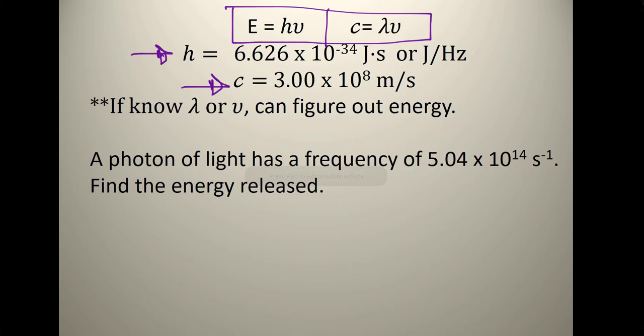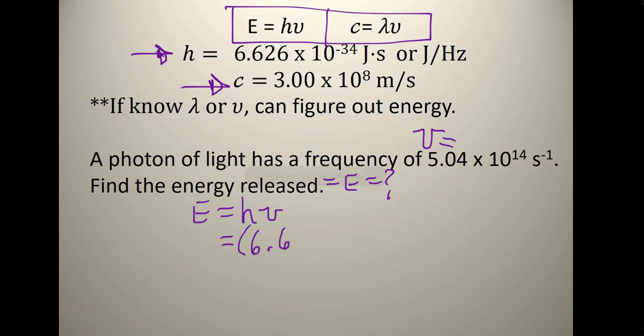A photon of light has a frequency of, so here's my frequency, and then it says find the energy released. So I need to figure out what the energy is. What equation has frequency and energy? Well, it's that first one. Energy equals Planck's constant times the frequency. So let's plug in what we know.